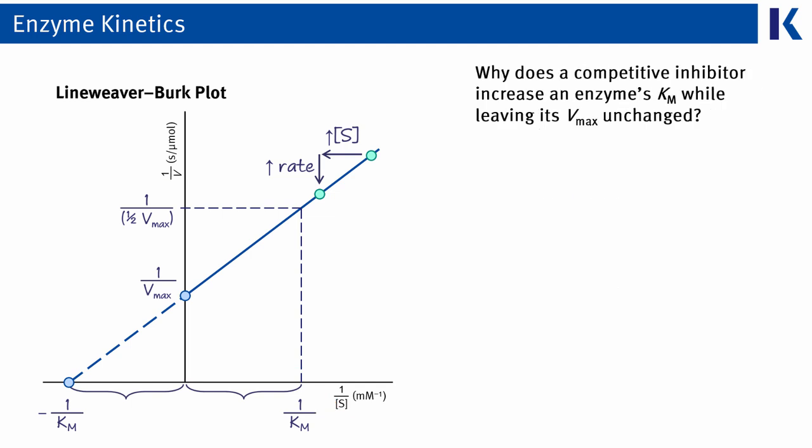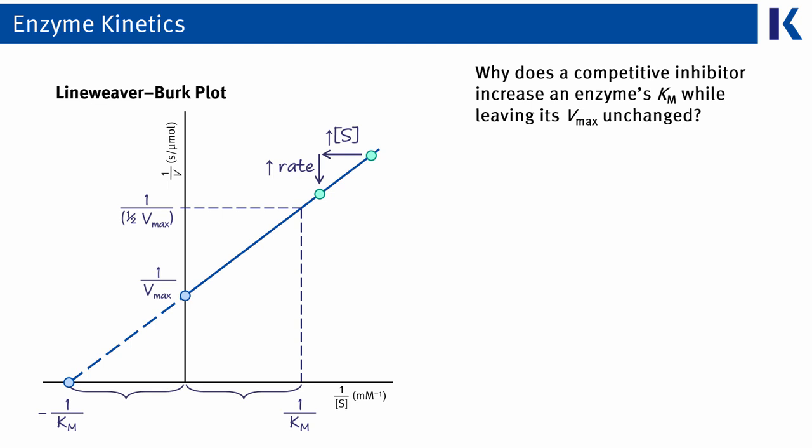We're going to add an inhibitor and see how it changes things, both the enzyme's activity and how that shows up on our Lineweaver-Burk plot. First off, we're asked why a competitive inhibitor will change the enzyme's Michaelis constant, Km, while leaving its Vmax unchanged. Let's start with the second half of that question and actually jot down in your lesson book, why would a competitive inhibitor not change the enzyme's Vmax?